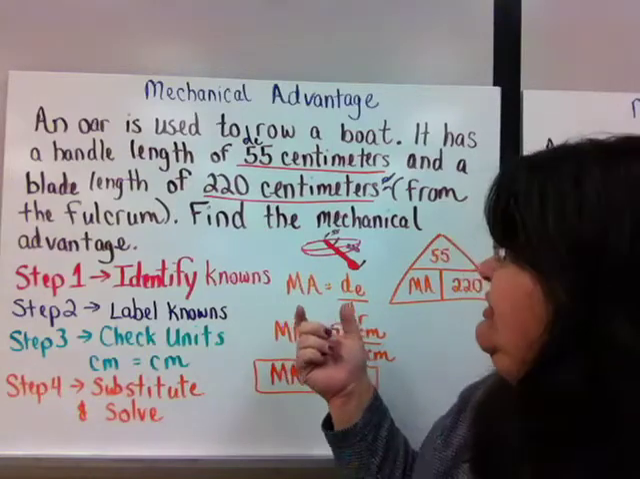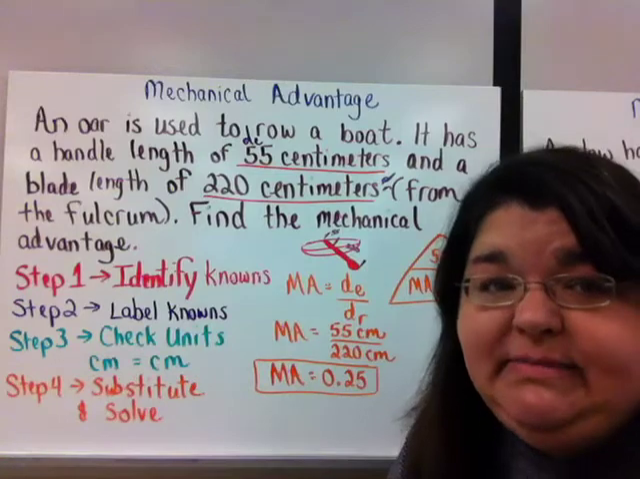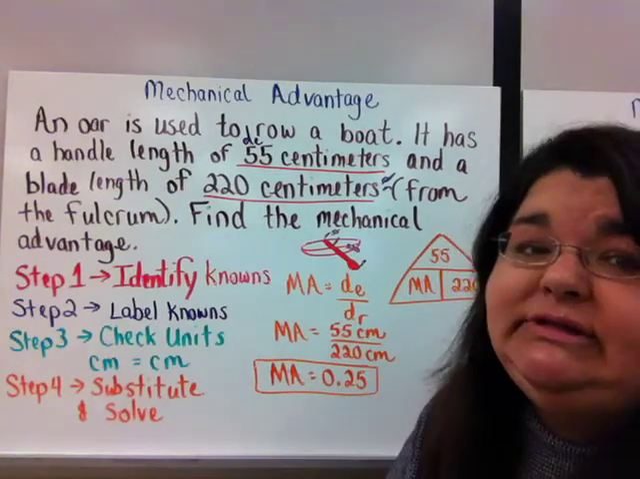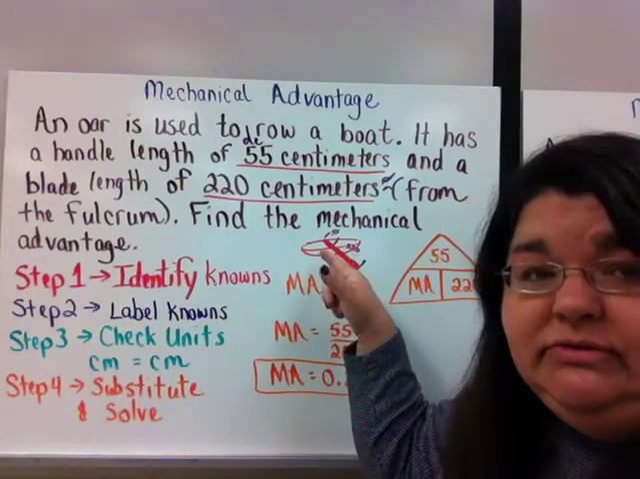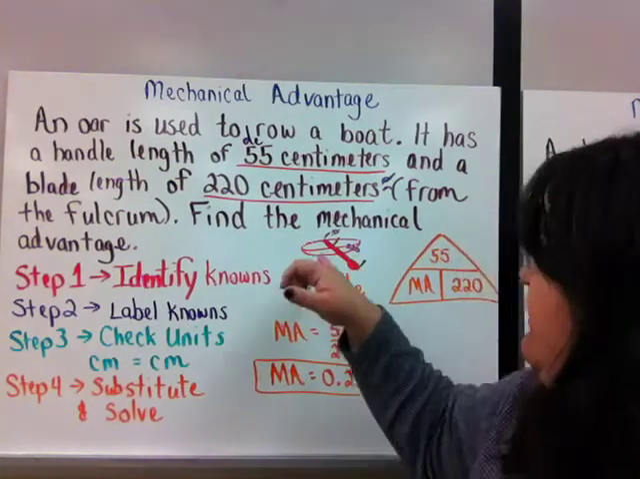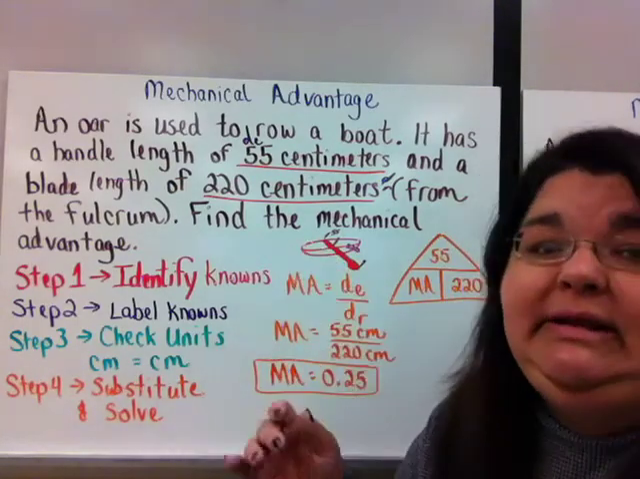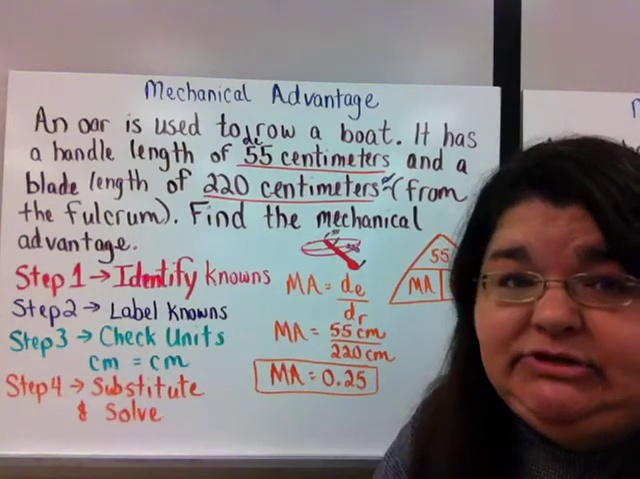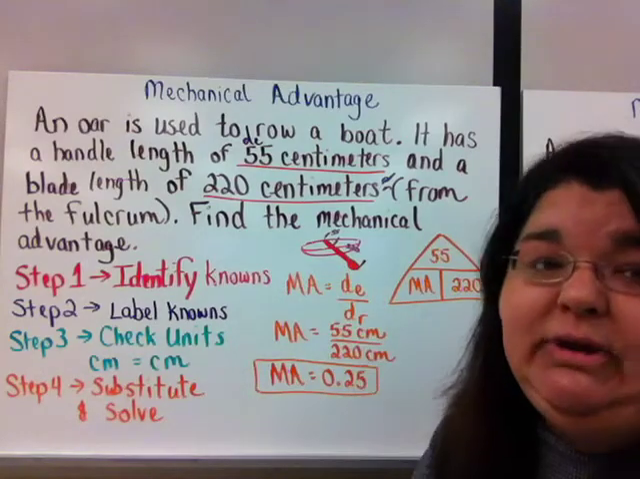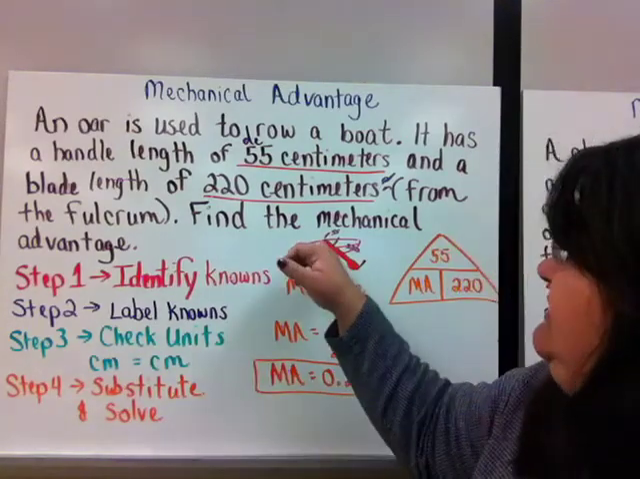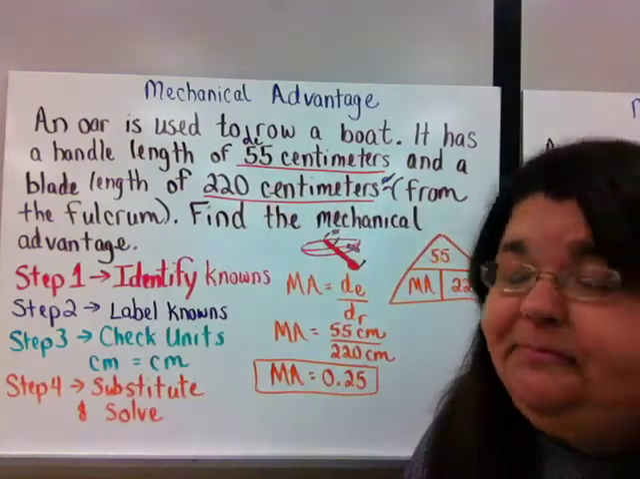Here's the beauty of the picture. That helps me get an idea of what that 55 is measuring. Is that me or is it the boat? Well, where do I sit? Don't I sit in the boat? And if I do, then won't I be touching the handle part of the oar? So that 55 centimeters is me. That's where I'm going to do my work. And then what the oar is going to do for me is the 220 centimeters. So the 55 is the DE and the 220 is the DR.